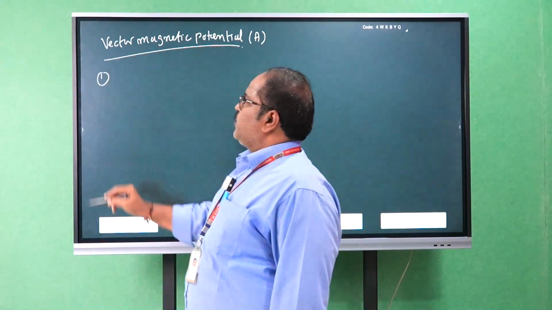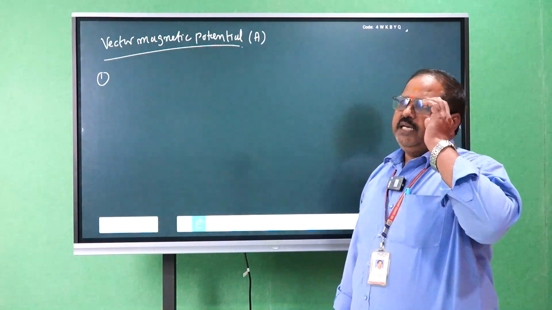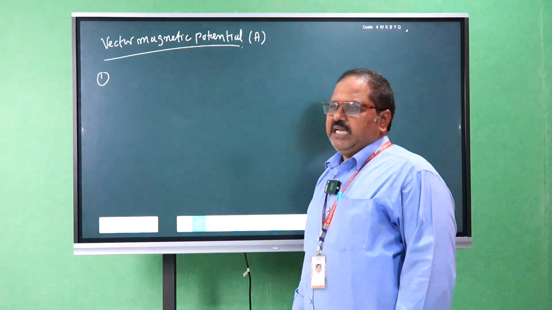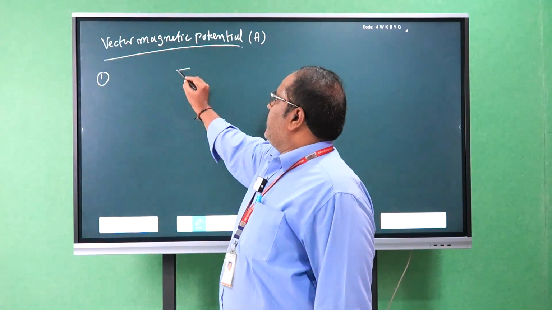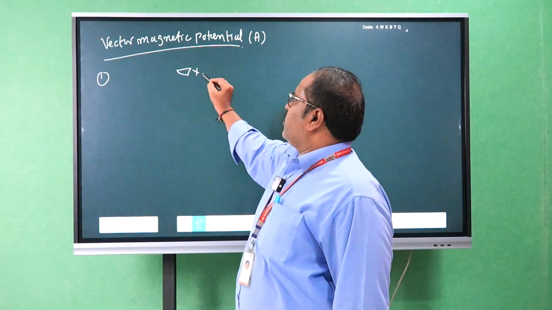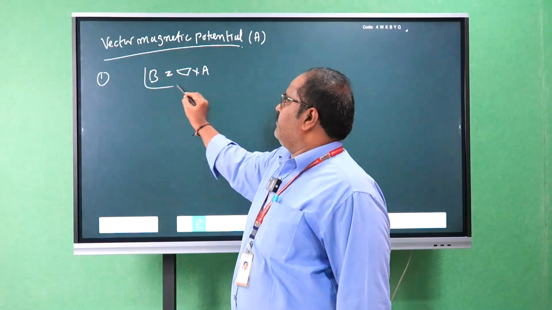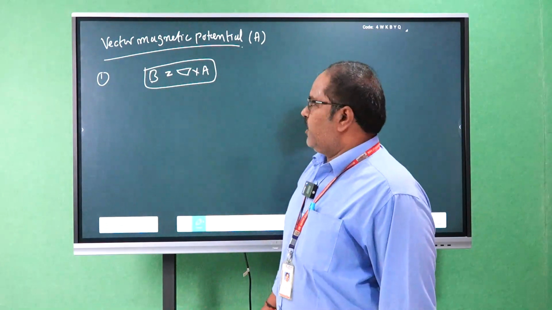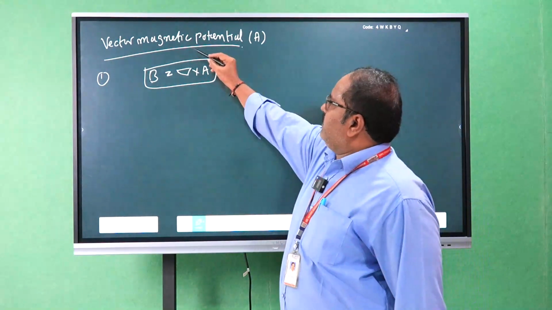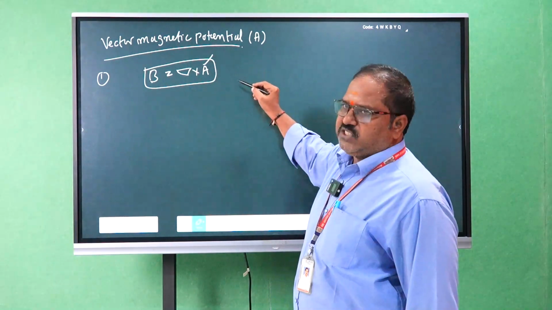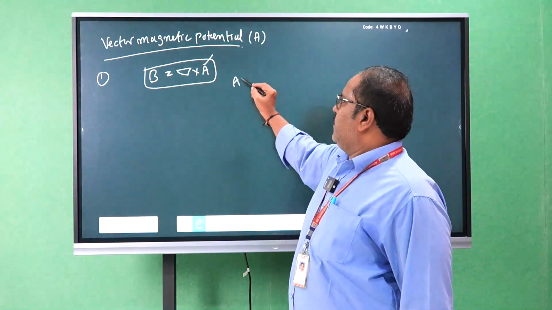First, the important concept is the vector magnetic potential. The curl of the vector magnetic potential gives the magnetic flux density. It is very, very important. Therefore, A is the vector magnetic potential, and its unit is Weber per meter.